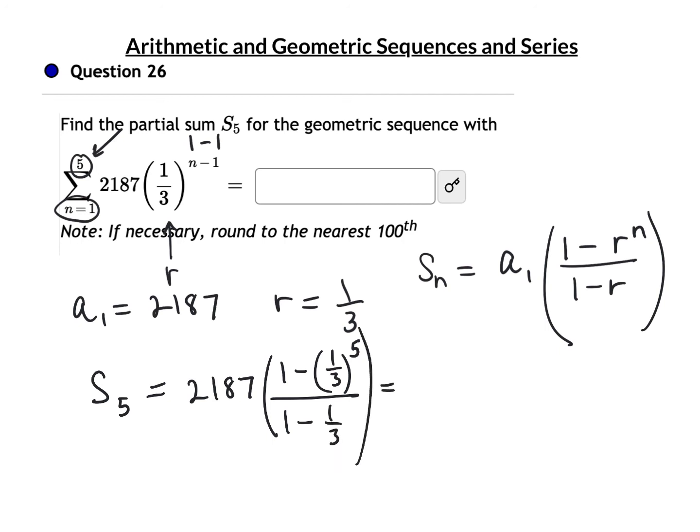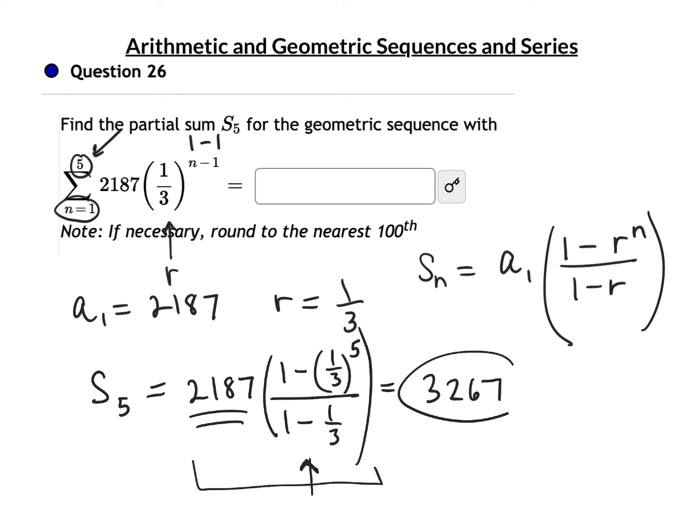Let's put this in the calculator. This ended up being a huge decimal, but when I multiplied that by 2,187, I plugged this all in at once, I got a nice answer of 3,267.